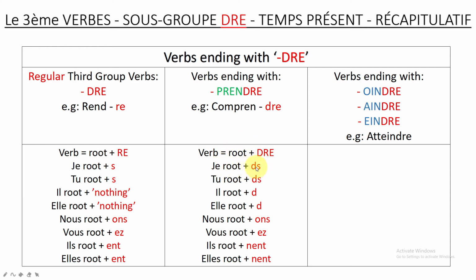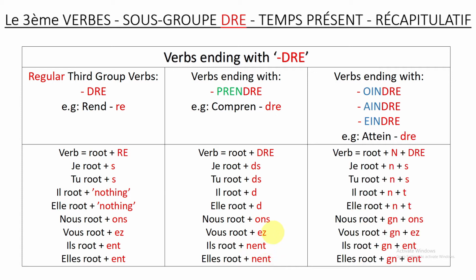Now for je, we are adding DS. For tu, DS. For il, singular, D. For elle, we are adding D. For nous, we are adding ONS. For vous, we are adding EZ. For ils, we are adding NENT. This one is very important. If you look at this verb, I'm removing DRE and I'm adding NENT, so we'll have a double N: the N here and the second N. So it should be double N. For elles, NENT. This is very important. Now let's look at the last group.